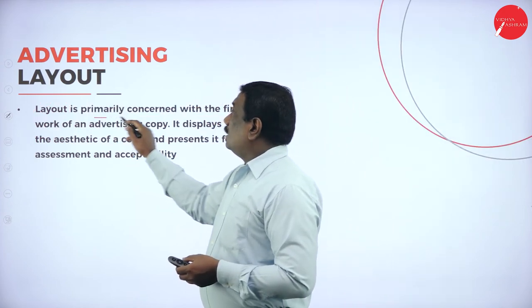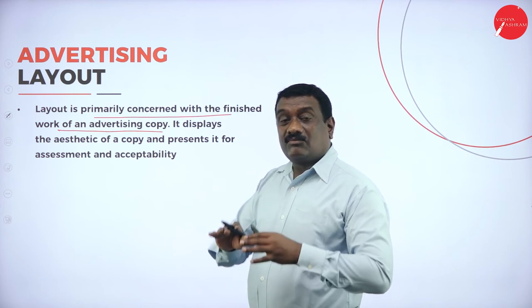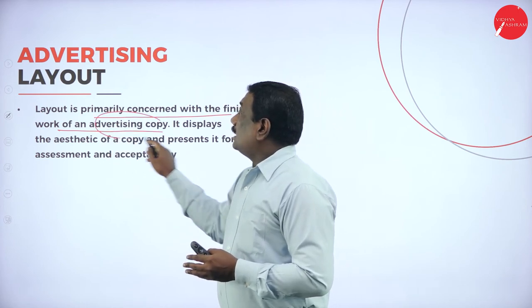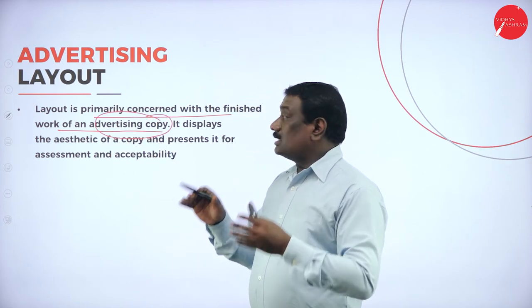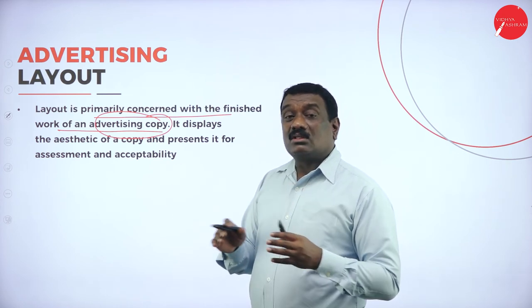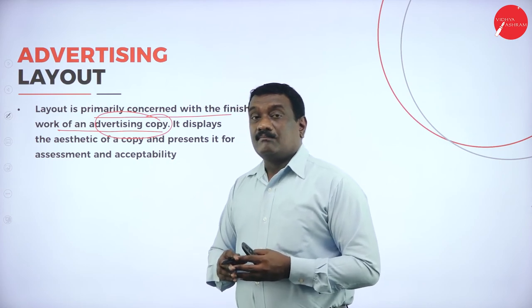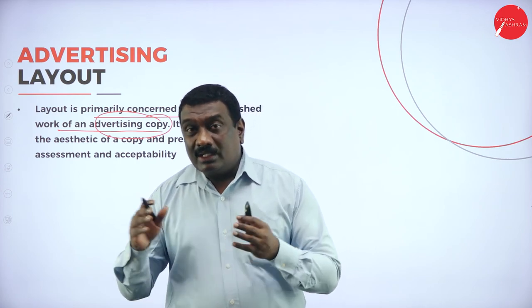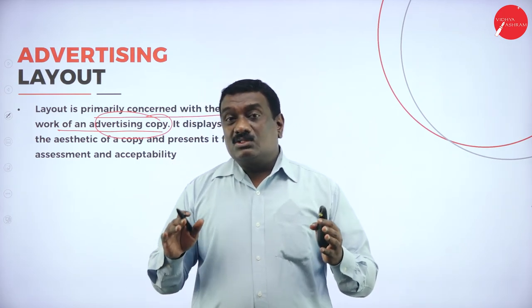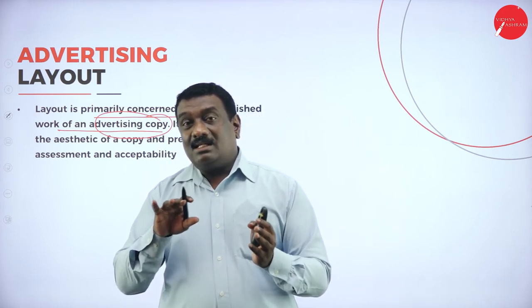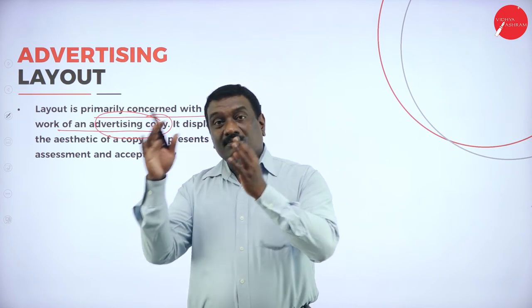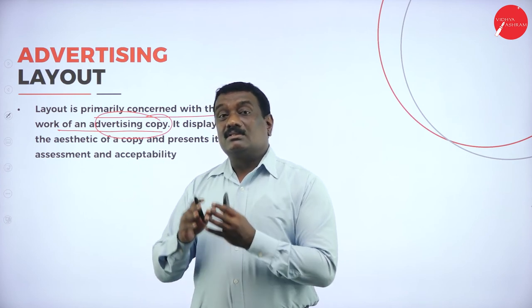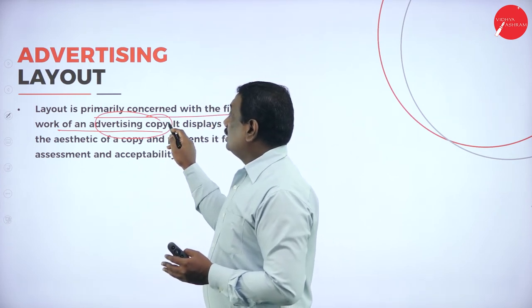Now this layout is primarily concerned with the finished work, that is the final stage. When it has come to the final stage, then it is called an advertisement copy. So layout is primarily concerned with the finishing work of an advertisement copy. For example, if you take one product, it will undergo various processes. That process we call a layout. And finally, when the product has gone through the various stages, you get the final product, which is the advertisement copy.